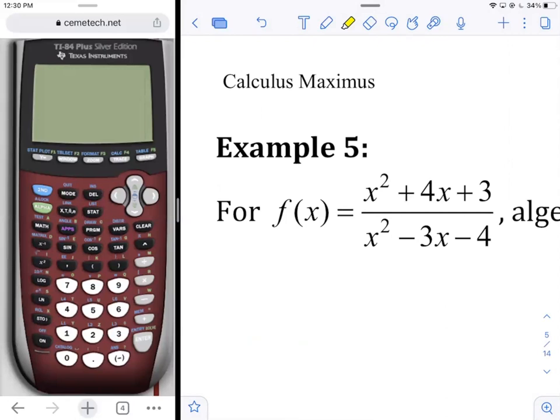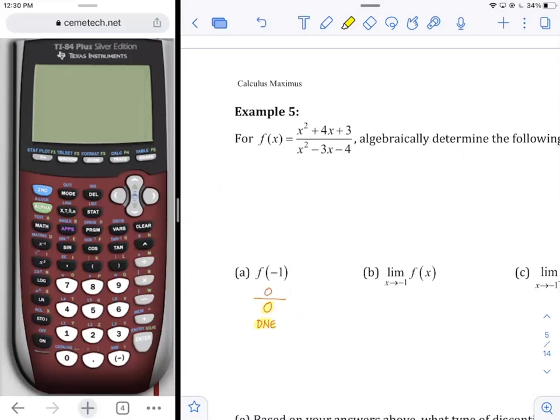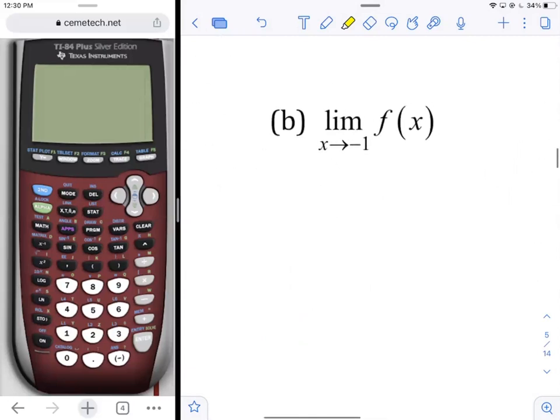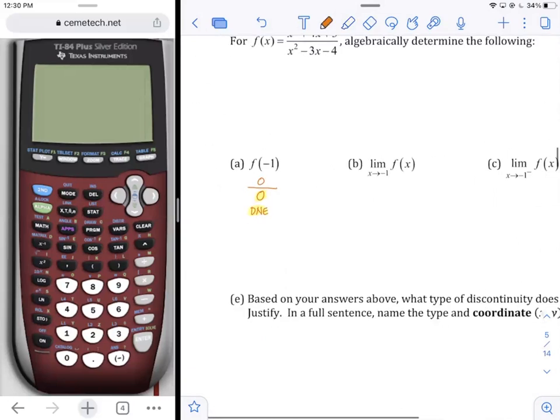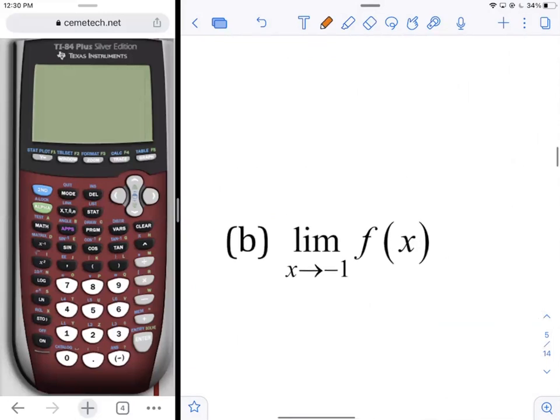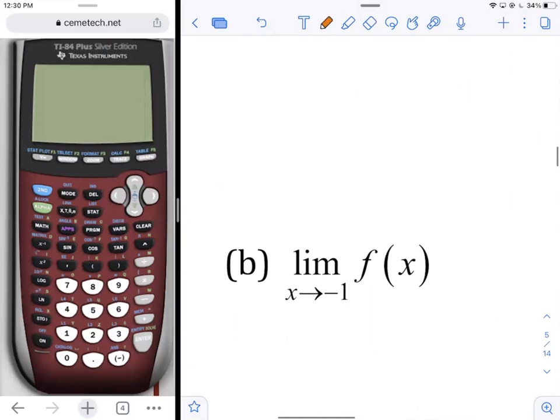Okay. So I'm going to go ahead and keep it all down here. Because I've already plugged in a -1 and I got a 0, that means -1 is a root of both the top polynomial and the bottom polynomial. Therefore, what do I know the corresponding factor is? X plus 1. Very good.